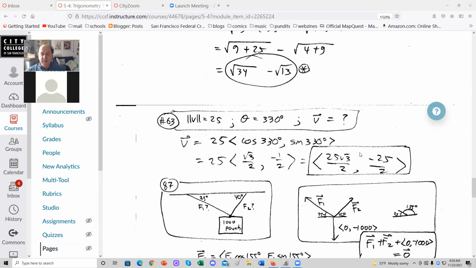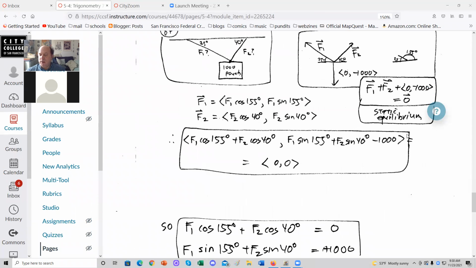Now here we have the magnitude of v is 25, theta is 330. What's the vector? Well, it equals 25 times cos 330 by sine 330. That comes out to 25 of root 3/2 by -1/2. Multiply each of these components by 25, and you get 25 root 3/2 by -25/2.